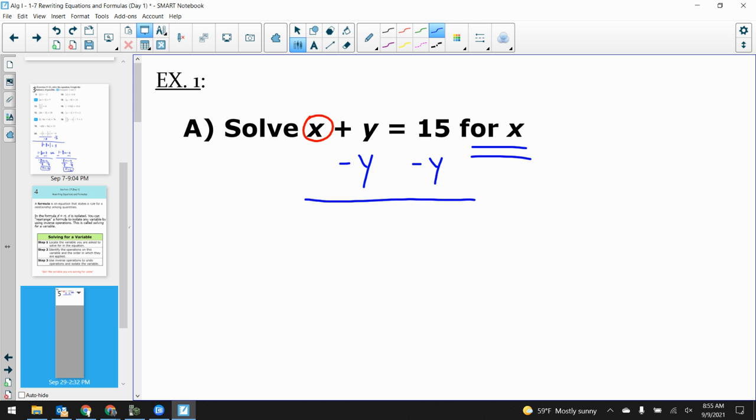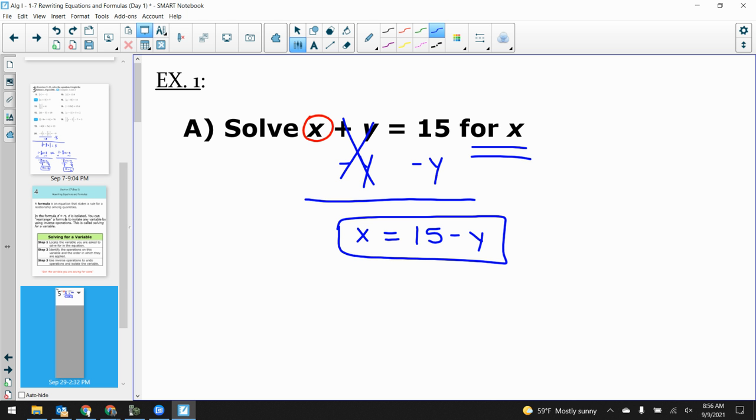I come down for my next line. My y's canceled on the left side, leaving just my x on the left side, which is great. That was the goal. Now, this is different now. If I had actually had 15 minus 10, I'd make it 5. If I had actually had 15 minus 5, I'd make it 10. If I had 2 numbers that I could simplify, I would simplify them. Can I simplify 15 minus y? No, I can't. They're not like terms. So you literally just leave it as 15 minus y, and that's it.